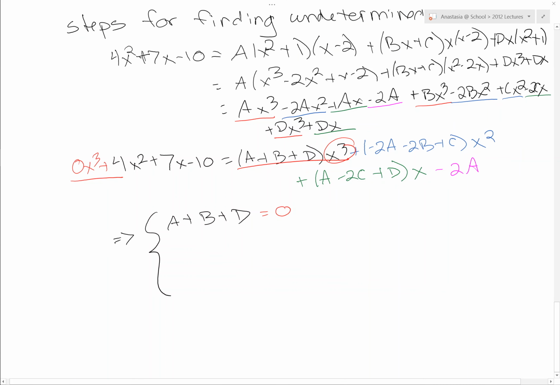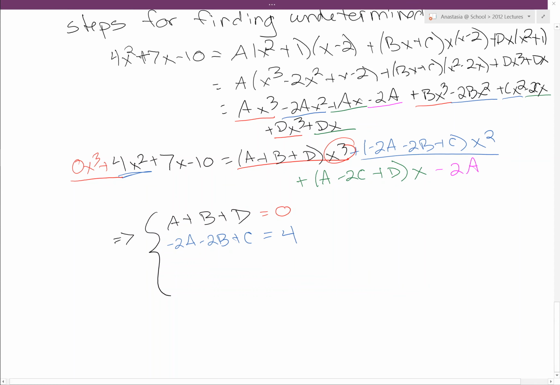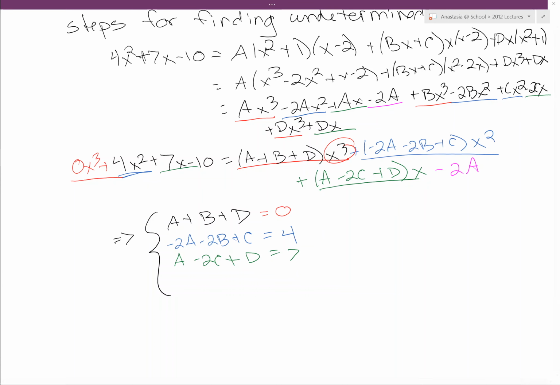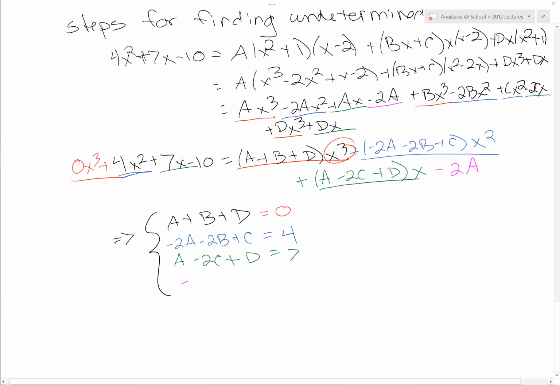So this means that a plus b plus d is going to equal 0. Next, we have our x squared terms. So that's a negative 2a minus 2b plus c, and that's going to equal 4. Then we have our x terms. A minus 2c plus d equals 7. And last, our constant terms, negative 2a equals negative 10.